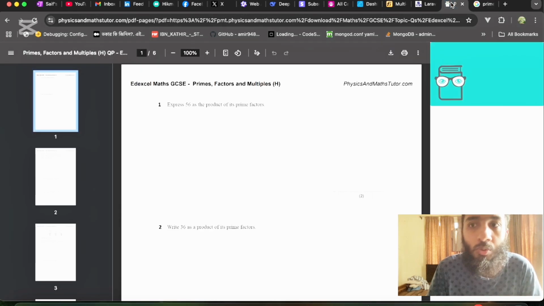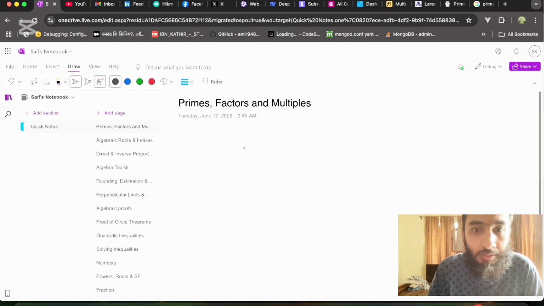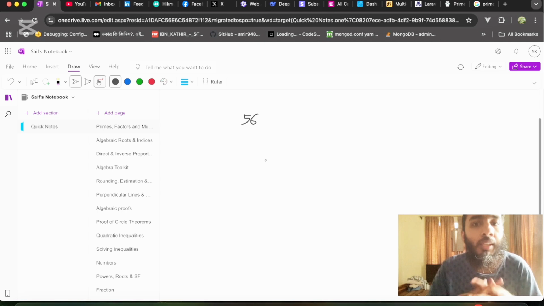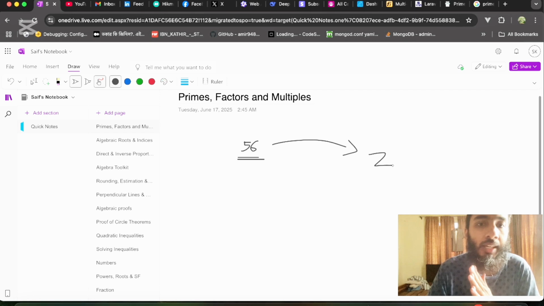So I'll attempt to solve the first problem. Let me go to the question and read it first. It says express 56 as the product of its prime factors. If I have to express a number as the product of its prime factors, what we can do is divide 56 by 2 every time and express it as a product of 2 multiplied by the rest.